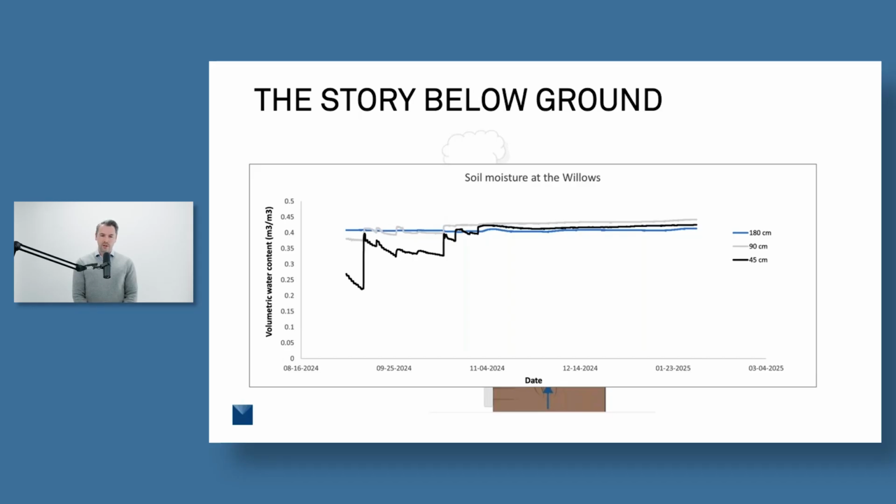The really interesting thing that you see in this graph is, as the water content is going down, this stair-step pattern in the water content sensor. This is indicative that water loss is actually due to plant uptake, where we see a drop in water content during the day, and then it levels out at night when the plant is no longer taking up water. So this tells us that at 45 centimeters and a bit at 90 centimeters, we are within the rooting zone of this willow tree, and we are able to see water loss, water usage by the tree.